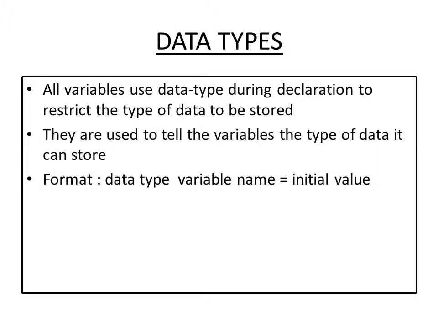For example, if we are using the integer data type, int a equal to 32, where int is the data type for integer values, the variable name is a, and the value that we store in a is 32.